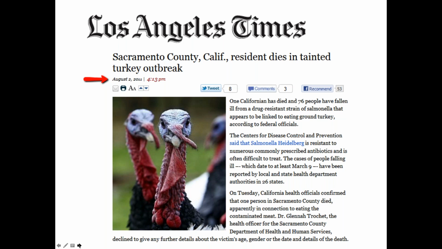I have this Los Angeles Times headline with, for whatever reason, a photo of male mature turkeys, which has nothing to do with food safety. But it's a headline in August of 2011 that someone in California died due to ground turkey, or tainted turkey. And actually for months, we knew that there was a problem somewhere, but we didn't know until the next day that the problem was actually here in Springdale, Arkansas, which is 10 miles from the university campus. Next slide, please.